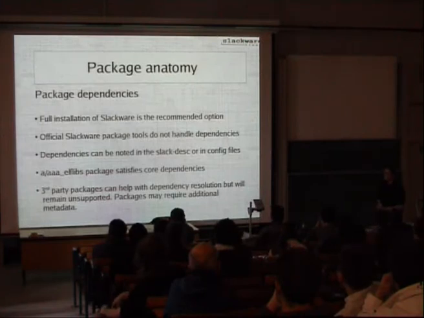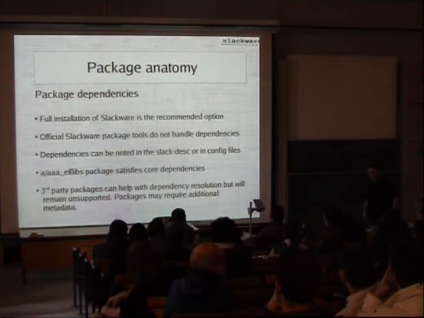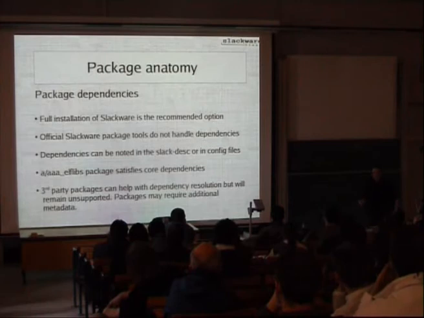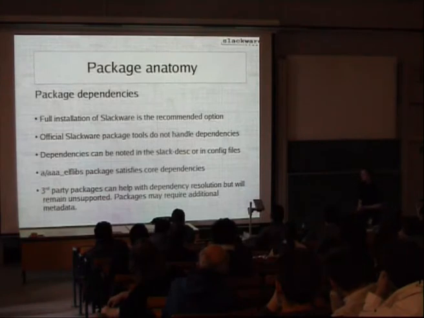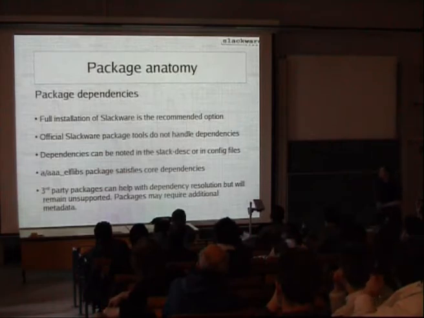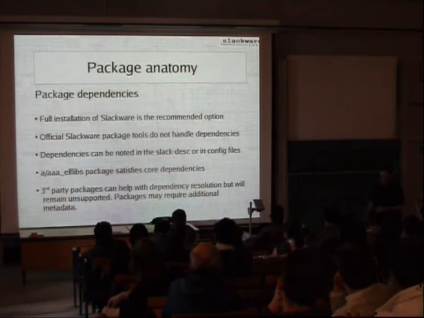The official package tools do not handle dependencies, and they never will. There are third party programs that can help with dependency resolution, such as Slapt-get and Slackpkg. But in order to really make use of those utilities, the packages tend to require additional metadata, which generally will be things like this package depends on a certain version of this other package. Basically the same as every other package tool. With official Slackware packages, dependencies are often noted in the slack-desc file, which is the package description, or in the config files, which is especially the case with the Apache package. You'll find listed in the config file, this package requires this, and this.